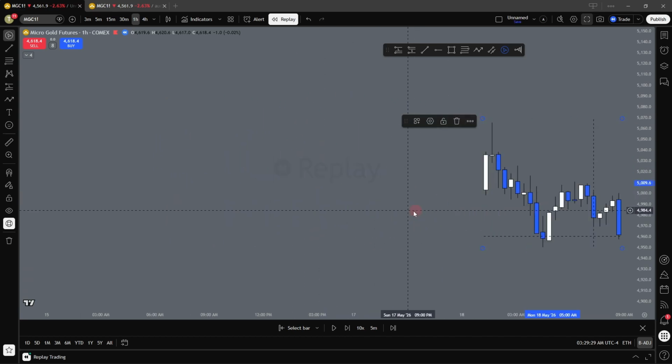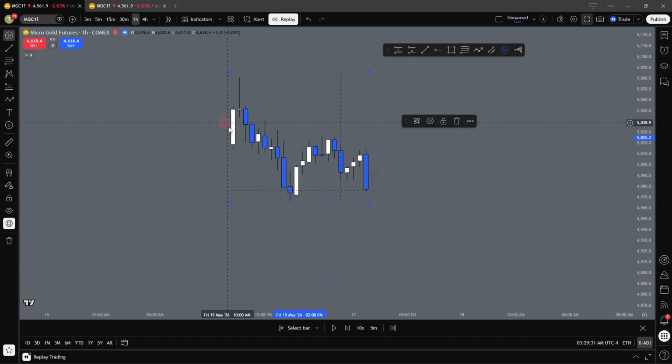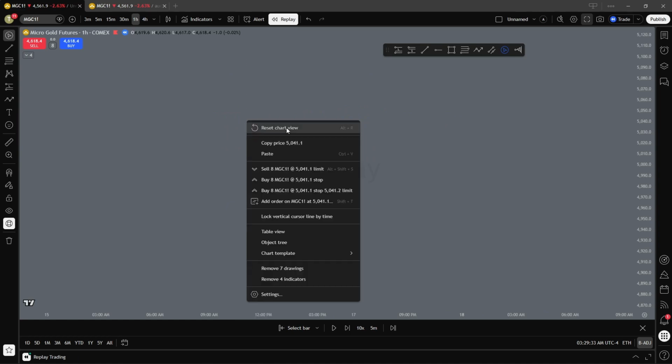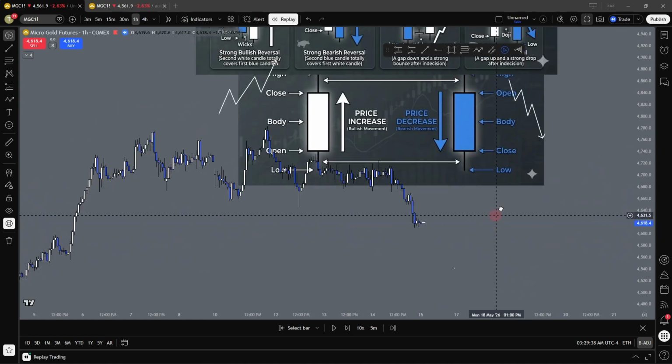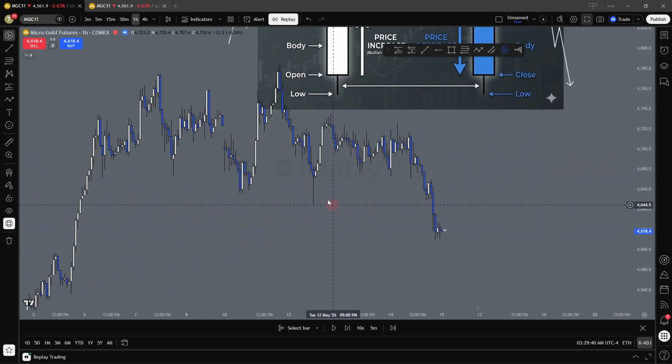So hopefully you guys understand how the candles open and close. And if you don't, all you have to do is go on your chart here, continue looking at the candlestick anatomy, and then just pretty much study it, right?